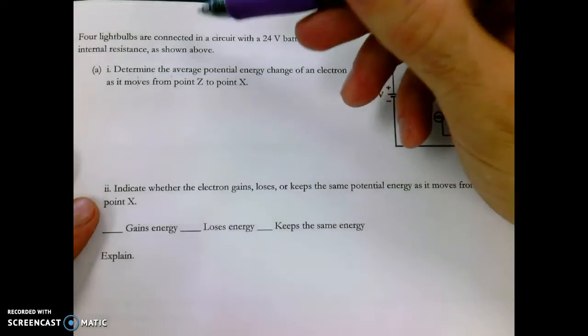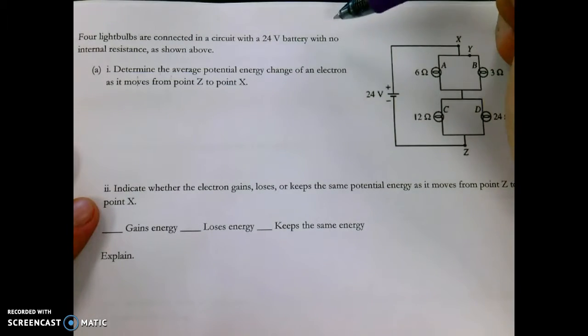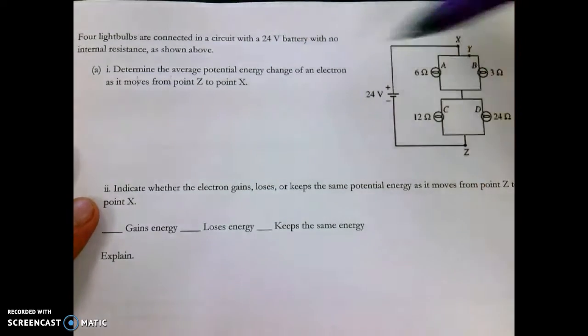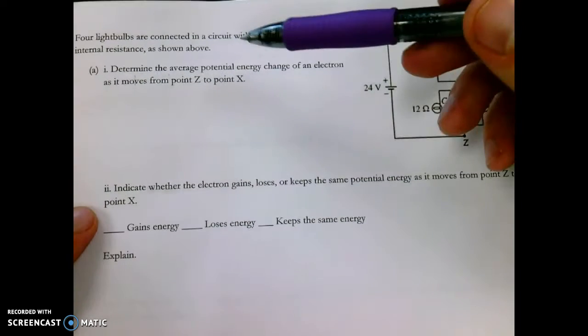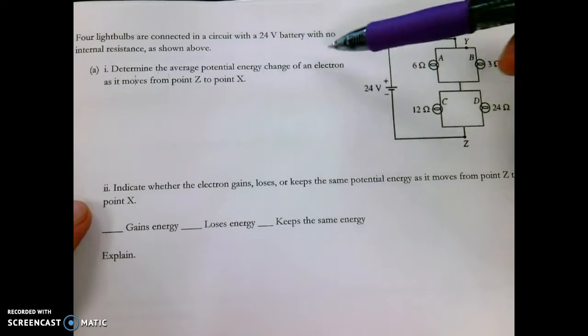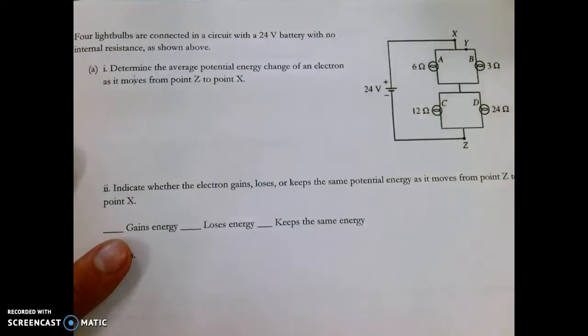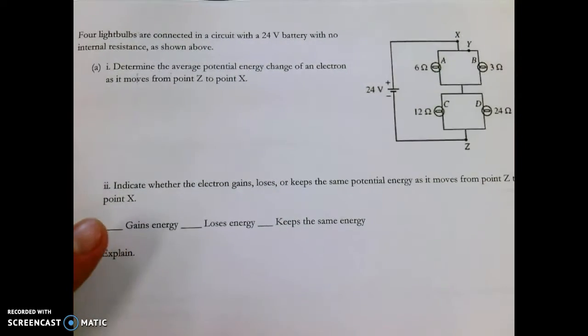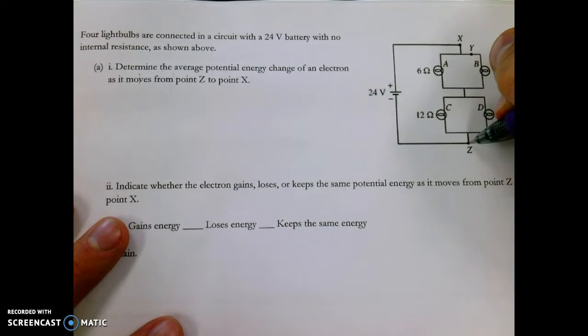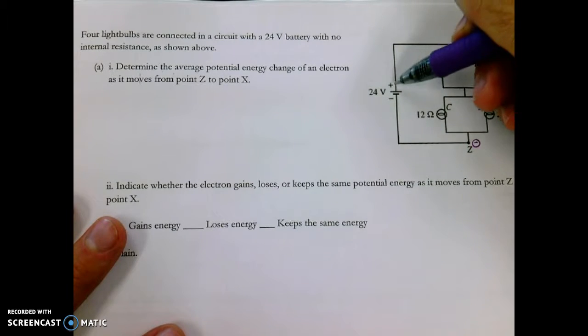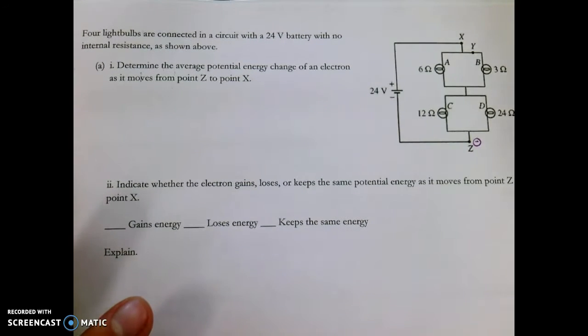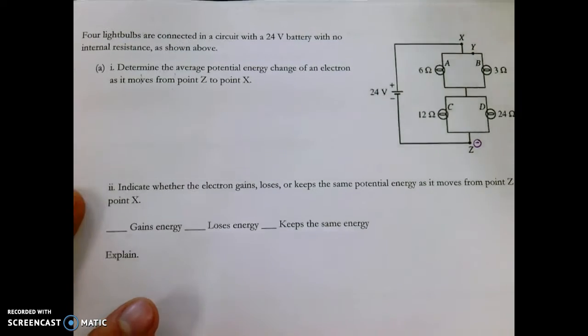4 light bulbs are connected in a circuit with a 24-volt battery with no internal resistance as shown above. Determine the average potential energy change of an electron as it moves from point Z to point X. First of all, a few things I'm noticing. It makes sense that an electron is going to move from point Z to point X, away from the negative side of the battery toward the positive side of the battery, like being pushed by the electron behind it.